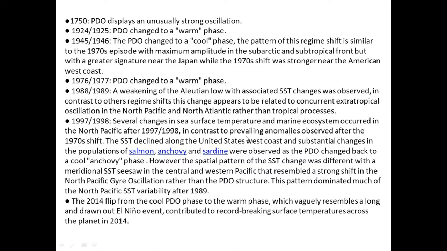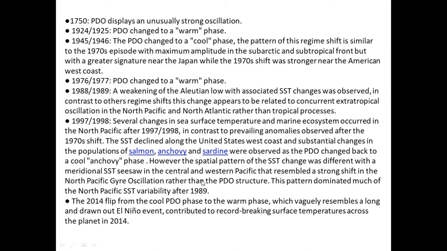In contrast to prevailing anomalies observed after the 70s shift, the SST decline along the U.S. West Coast, substantial changes in the population of salmon, anchovy, sardines were observed as the PDO changed back to a cool anchovy phase, because that favors anchovies. However, the spatial pattern of the SST change was different with a meridional SST seesaw in the central and western Pacific. Seesaw oscillating that resembled a strong shift in the North Pacific gyre oscillation rather than the PDO structure.